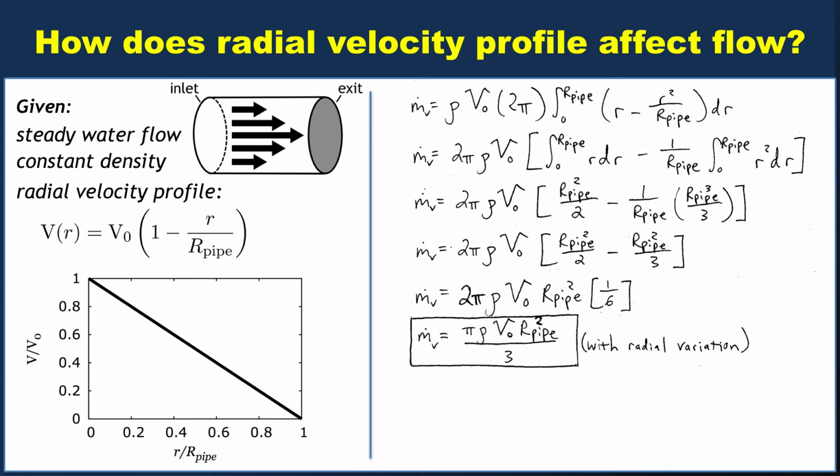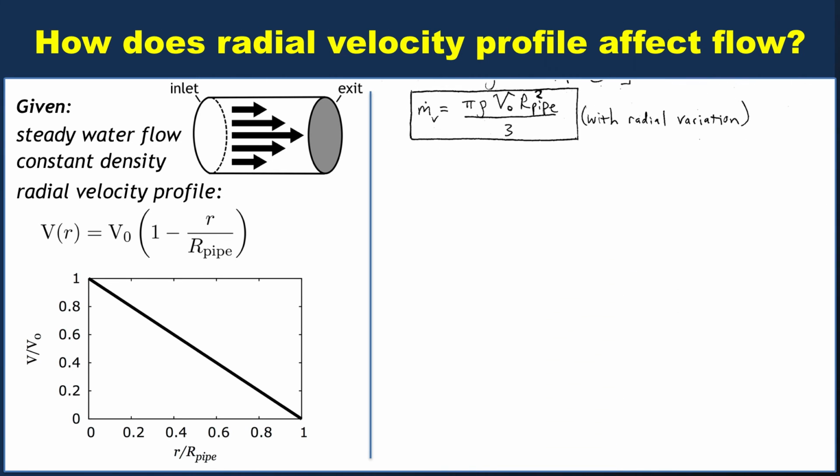Now this probably doesn't mean much. But what we could do is compare to a different case in which we had no radial velocity profile, namely that the radial velocity was constant and uniform throughout the pipe. So let's do that now. We'll keep this result up there. What would have happened if the velocity had just been constant and uniform everywhere? Well, for that case, let's consider what I call m dot c. The c is just for constant velocity.